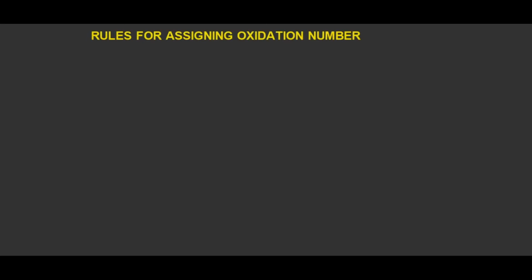So dear student, in this lecture we are going to discuss the rules of assigning oxidation number or oxidation state. There are various rules that we have to learn in order to find out the oxidation number or oxidation state of an element, a compound, or a molecule. So the first rule is: the oxidation number or oxidation state of all elements in a free state is 0.